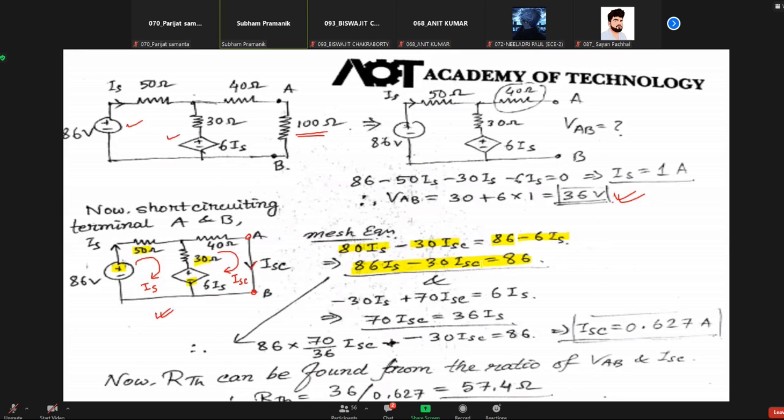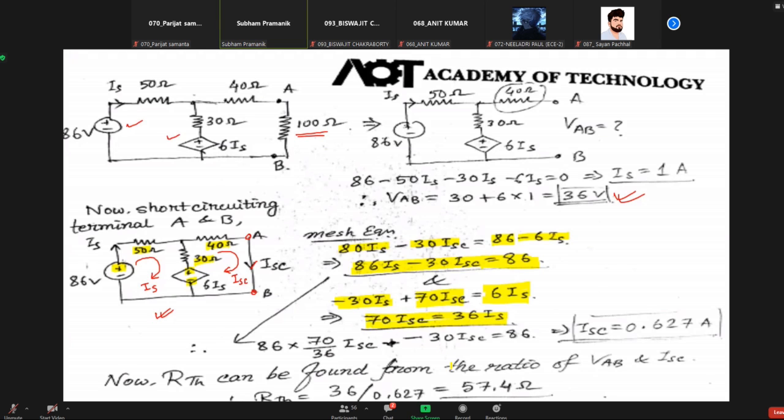Rearranging the terms, we obtain the first equation. Next is the second mesh. You see 30 plus 40, 40 plus 30, 70 ISC. This is 70 ISC minus 30 IS, minus 30 IS. And if you see the flow of this ISC, it is coming from the plus sign of 6 IS, 6 IS at the right hand side. Simplifying that, we obtain the second equation.